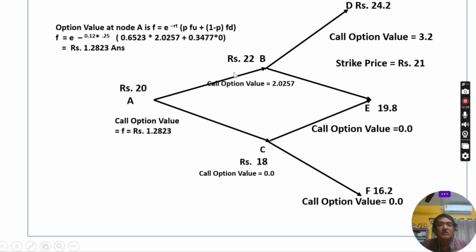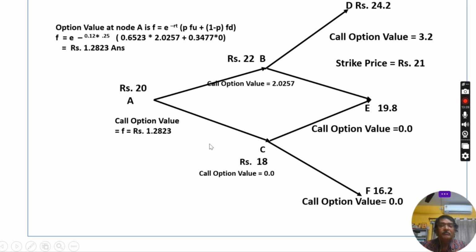FU means, for this part of the tree, FU will be this and FD will be this. If you put in this formula, e to the power minus RT, e to the power minus 0.2 into 0.25, T is 0.25, and this is the probability, and the call option value is this. The call option value is written here, 2.0257, plus 1 minus P times FD, the call option value at the down price, which is 0, and if you calculate, you will get this call option value. This is the answer. In this way, you can find out the call option value of a 2 step binomial model.